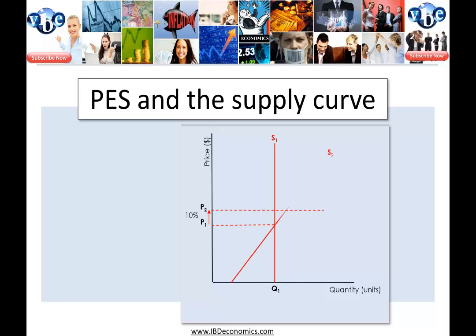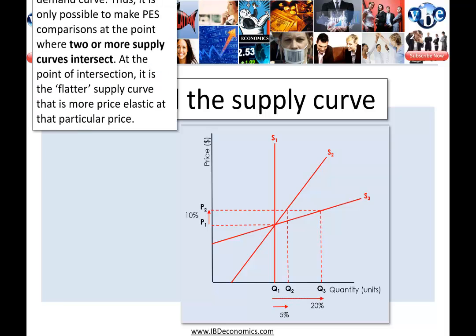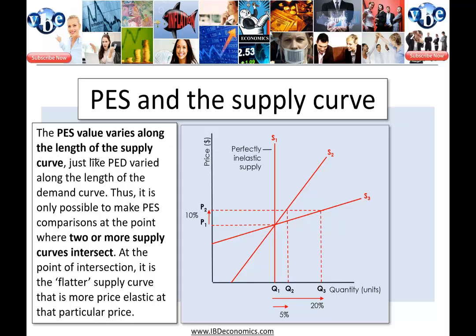Here we have a funny looking supply curve, a more normal looking supply curve, and a relatively flat supply curve. PES values vary along the length of the supply curve, just like price elasticity of demand varies along the length of the demand curve. Therefore, it's only possible to make PES comparisons at a point where two or more supply curves intersect. At that point of intersection, it is the flatter supply curve that is more price elastic at that particular price. So S1, perfectly inelastic supply.